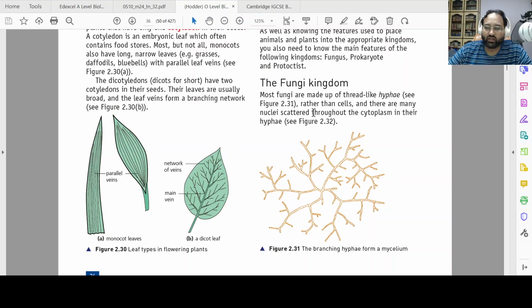So they don't have distinct cells like plants or animals. They have these long thread-like structures, and they have nuclei throughout them. Because they don't look like typical cells, they're called hyphae, or hypha in the singular. So there are many nuclei scattered throughout the cytoplasm in their hyphae.